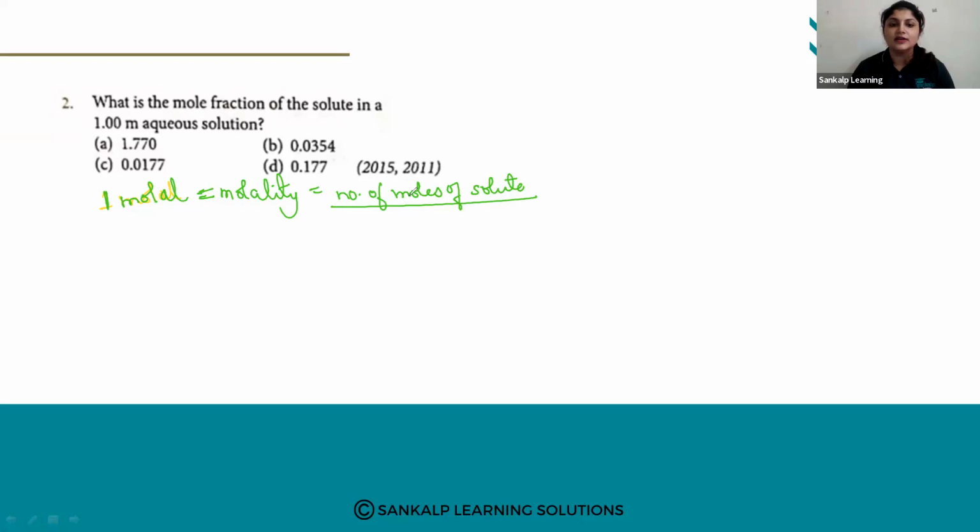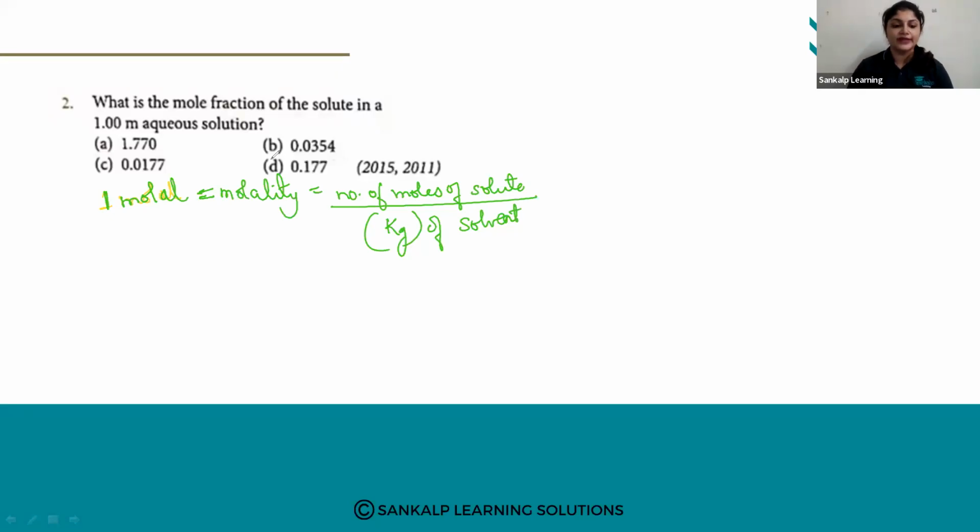Yes, that is, you are taking the weight of the solvent in kg. So it is kg of solvent. The solvent is taken in kg. Okay, so this is the molality. Now, what have they asked? What is the mole fraction of the solute in a 1 molar aqueous solution?